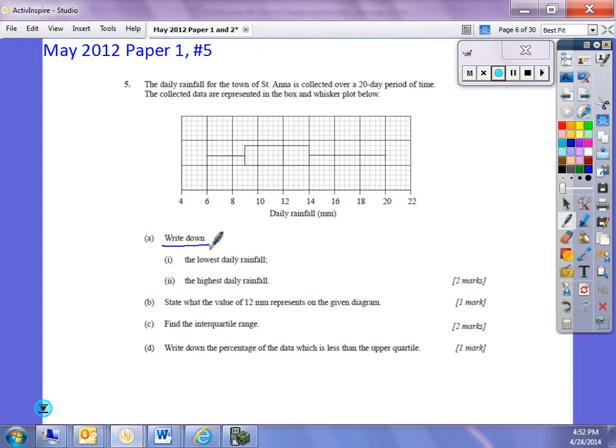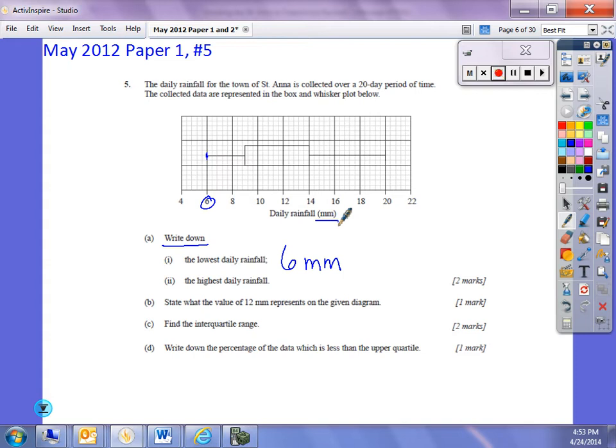Write down means they're certainly not expecting you to show any kind of calculation for this. So the first thing we're looking at is the lowest daily rainfall. So you know that the minimum value is at that very end of your box and whisker plot. So I'm going to write down the lowest daily rainfall, and I'm going to include the units that are given to me in the scale that was presented in my box and whisker plot.